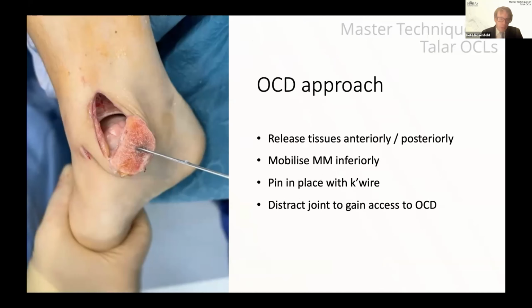And then pull your medial malleolus inferiorly. You'll need your incision to extend inferiorly a fair bit to achieve this. And then what I like to do is just pin it out of the way with a K-wire and bend the K-wire out of the way, and it's held out of the way forever. And that gives you good distraction.